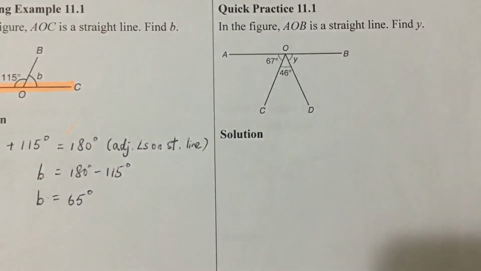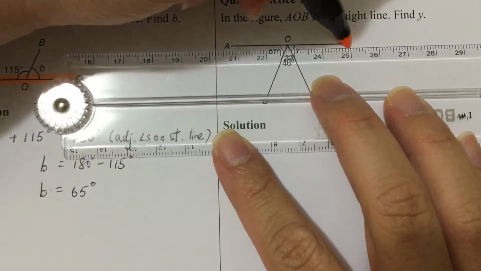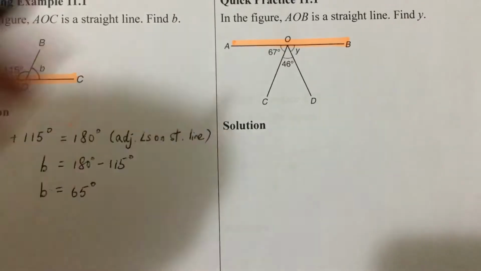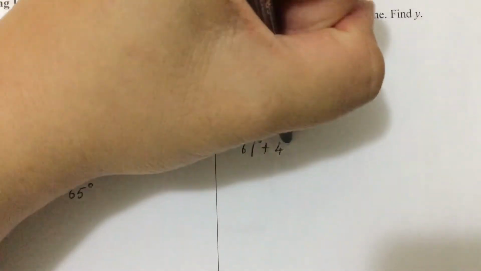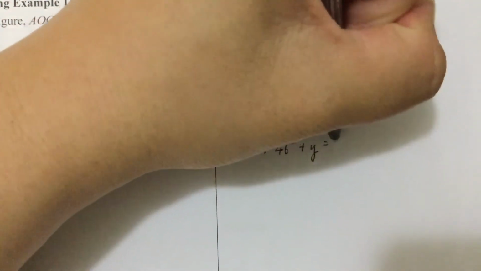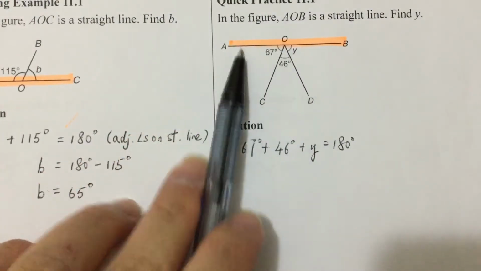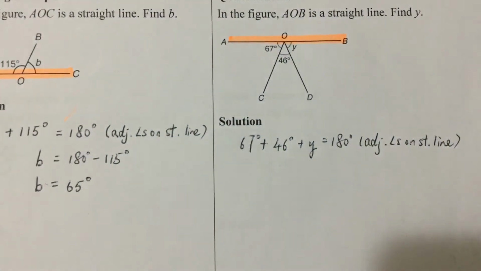So once again, AOB is a straight line. That means this one is a straight line. We are going to add these three angles together so that we get 180 degrees. So we write 67 degrees plus 46 degrees plus y equals 180 degrees. You can write the unknown anywhere, but you must make sure you add all of these without missing any angles. So you have adjacent angles on a straight line.